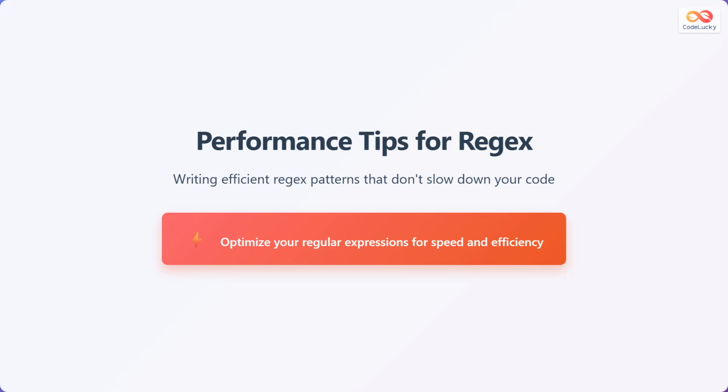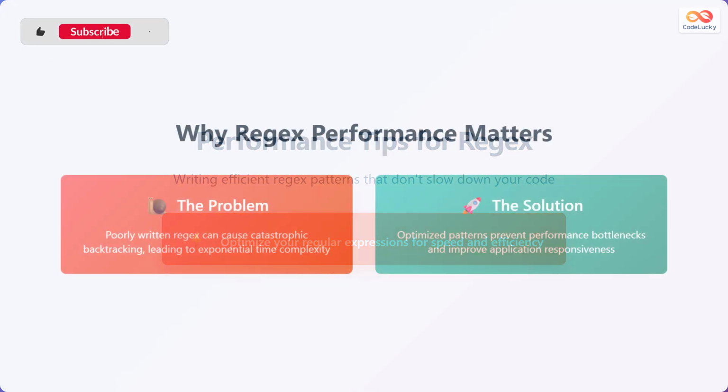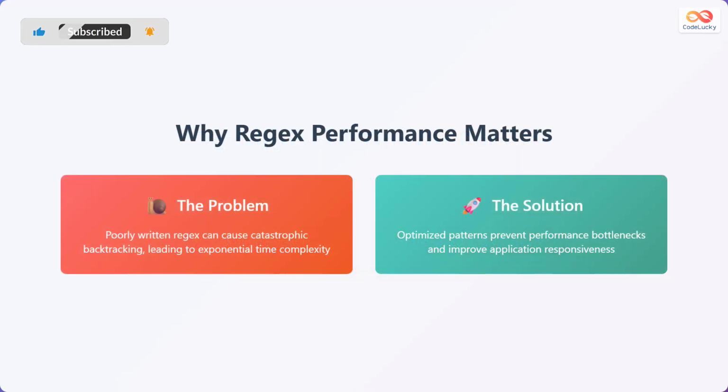Let's dive into how to write efficient regular expression patterns that won't slow down your code. Get ready to optimize your regular expressions for speed and efficiency. It is important to understand why regular expression performance is crucial. A poorly written regular expression can cause catastrophic backtracking, leading to exponential time complexity. Optimized patterns can prevent performance bottlenecks and improve the responsiveness of your application.